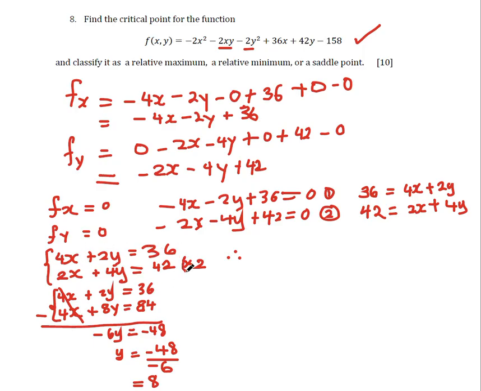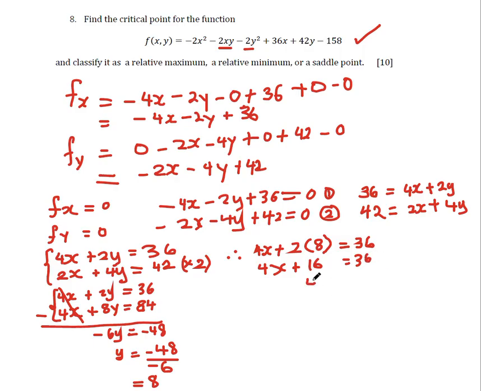We're going to substitute it into either equation 4x plus 2y equals 36 or 2x plus 4y equals 42. So by elimination, we eliminated x and we found that y is equal to 8. Therefore, we're going to substitute it into the first equation: 4x plus 2 multiplied by y, which is 8, equals 36. All we have done here is to substitute 8 for y in this first equation. So we now have 4x plus 2 times 8, 16, equal to 36.